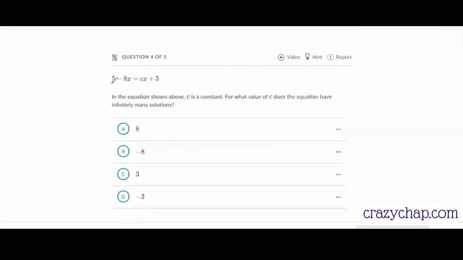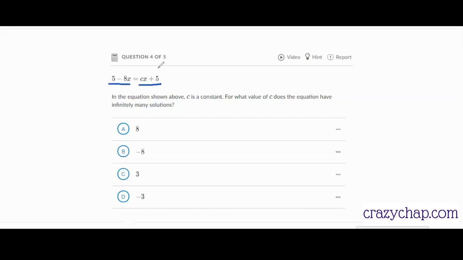Let's have a look at question number 4. A question is given to us and it is asking, in the equation shown above, c is a constant. For what value of c does the equation have infinitely many solutions? Okay guys, to have infinitely many solutions, let's solve them. So this is 5 minus 8x and this is plus 5 and plus cx. You remember, to have infinitely many solutions, both sides of the equation, the right side and the left side, should be equal.